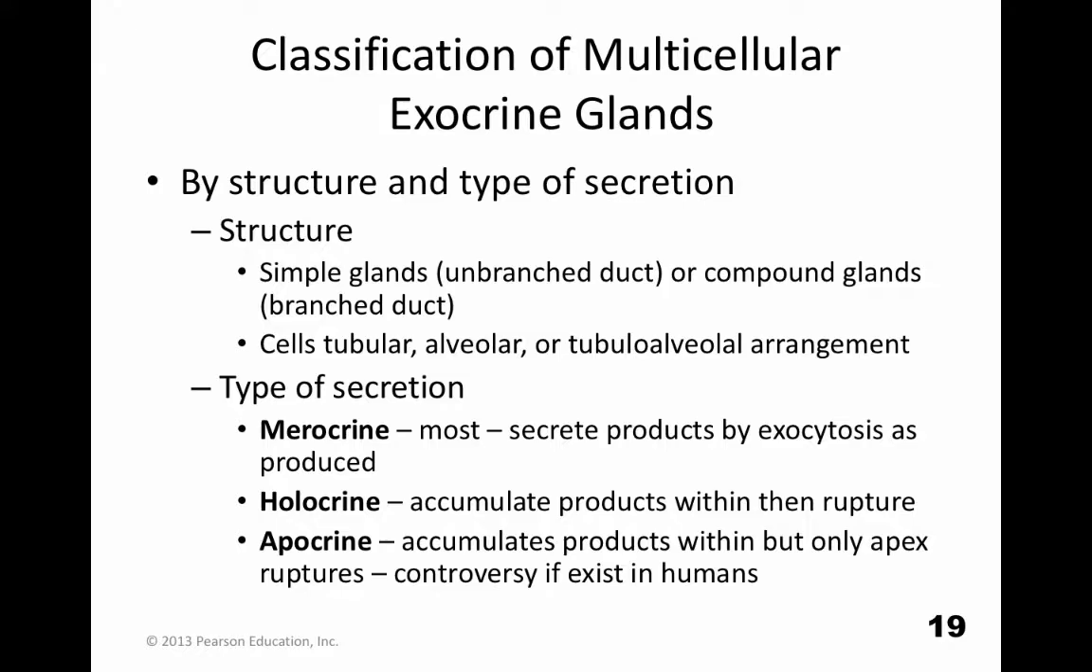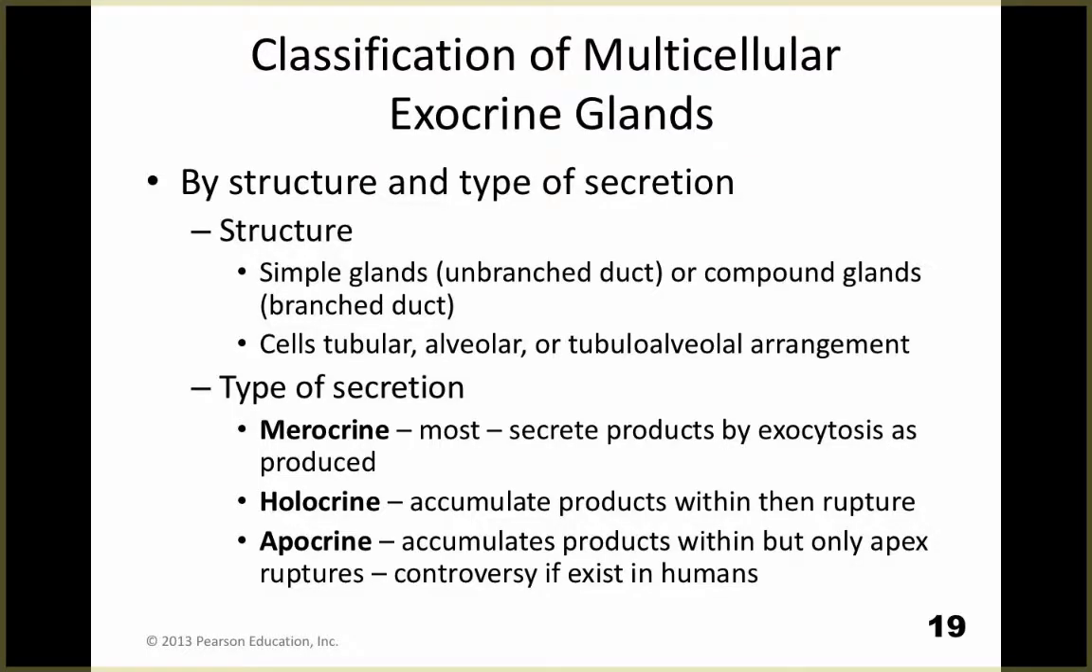Now, multicellular exocrine glands can be subdivided by structure and types of secretion. So you have simple glands, and I'll show you a picture here. They can be branched or compounded, which means they're branched, but they're kind of all together in one. Or they can look tubular, alveolar, or tubular alveolar. Alveolar is kind of a circle, and tubular looks just like tubes. And so that's the structure.